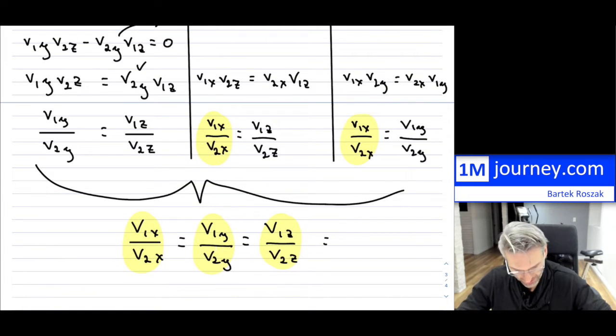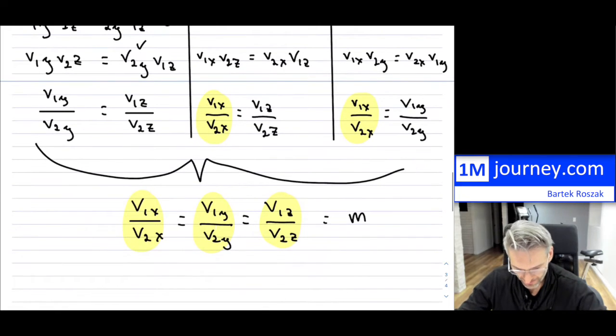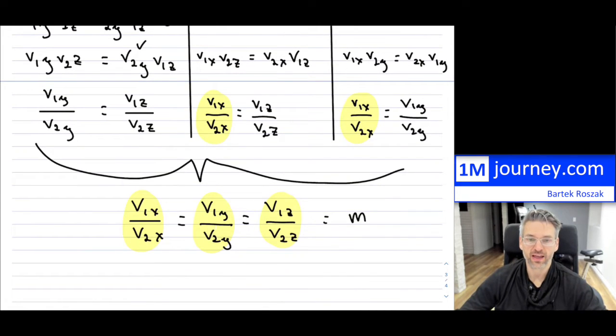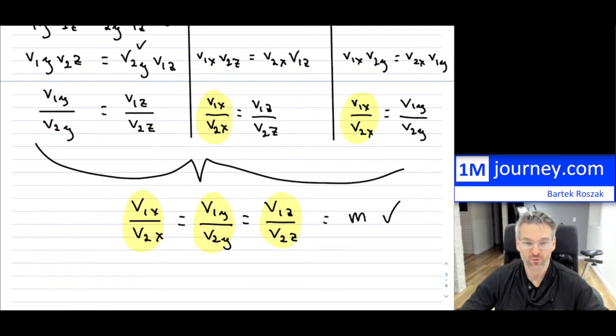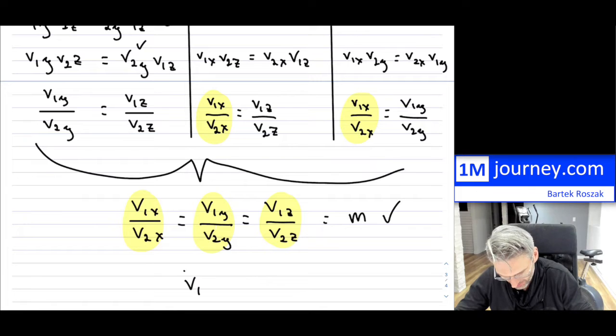So this is nothing else than them being equal to some constant that I have right there. And that particular constant tells me that if I take one vector and compare it to another, I basically just have a scaled version of one and the other. So this is like saying V1, which is the first vector, is just equal to m V2.